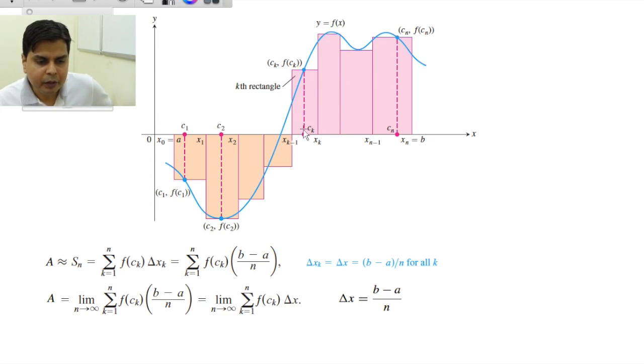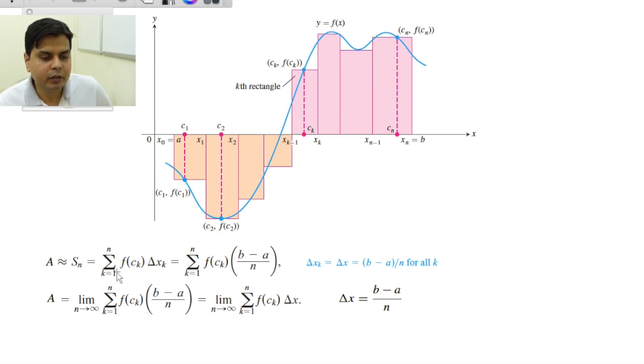Now I have made certain rectangles. If my main goal is to find the area under this blue curve between the x-axis, and I approximate this area with the area of these rectangles, obviously you will get an approximate answer. That's what I have written here: A is approximately equal to Sn. Now what is Sn? You calculate the area of each rectangle and then add them. So that's what I have done here.